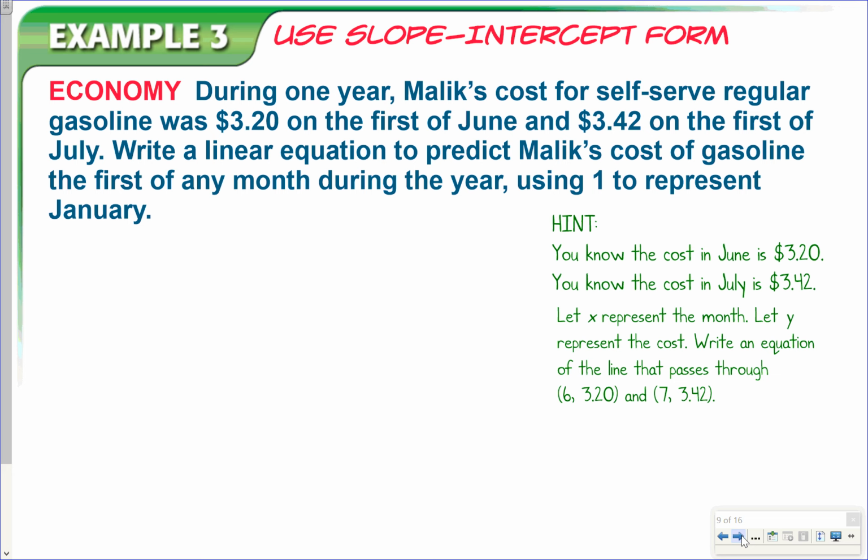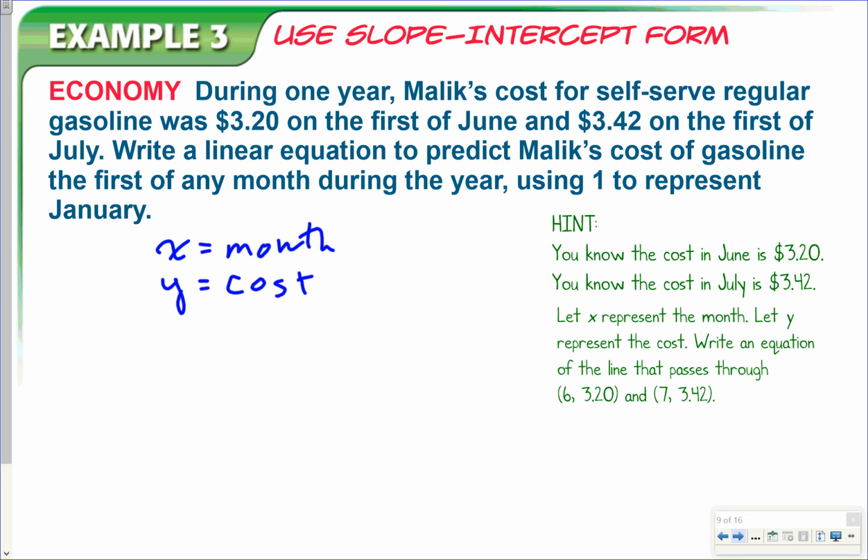Read the hint. You know that the cost in June was what? And the cost in July was? Okay, so we're going to let X represent what? Okay, so X equals the month. And then Y is going to represent what? The cost. Okay, so write an equation of a line that passes through.